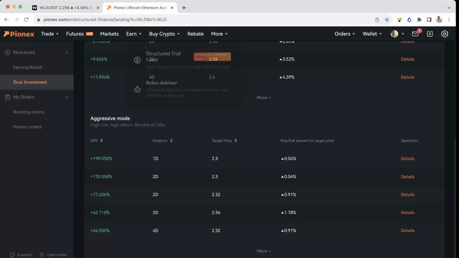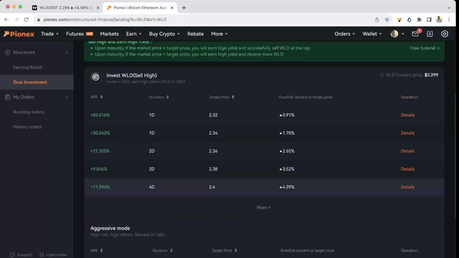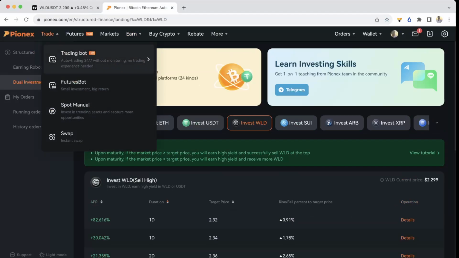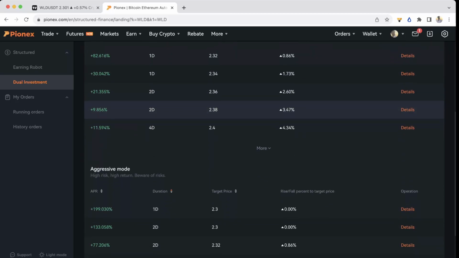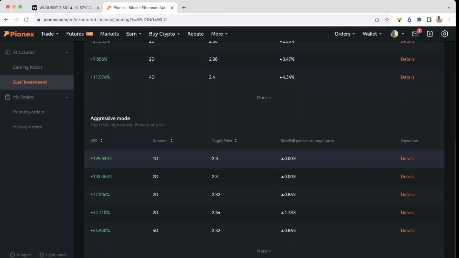The Anchor strategy is when you go to dual investment on Pionex. I use Pionex because they have the highest APR, but you can use any platform you'd like, though I think this is probably your best bet. They have a whole range of products you can use for doing this. Now, the way the Anchor strategy runs is, let's say that I do this one right here.